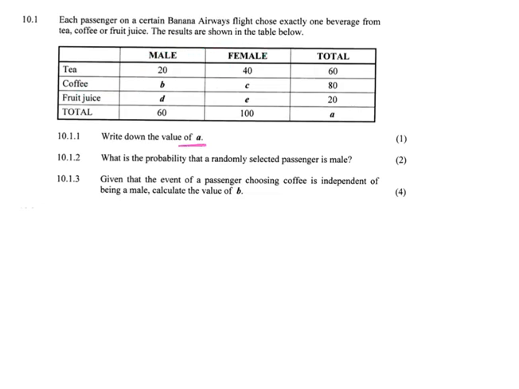Write down the value of A. So I just have to add them, right? 80 plus 20 is 100. Therefore, my A is equal to 160.